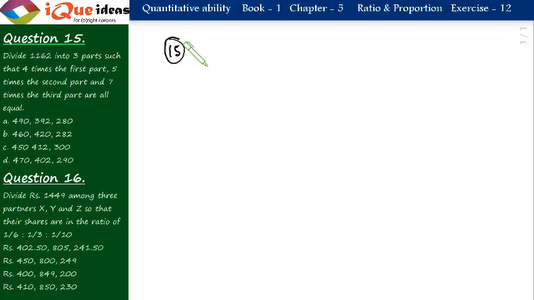It says divide 1162 into 3 parts such that 4 times the first part, 5 times the second part, and 7 times the third part are equal. Okay, so let's assume that the parts are A, B, and C. So A plus B plus C is equal to 1162. That's the first information. Then the second information says 4 times the first part, so 4A, is equal to 5 times the second part, that is 5B, and it is equal to 7 times the third part, that is 7C.